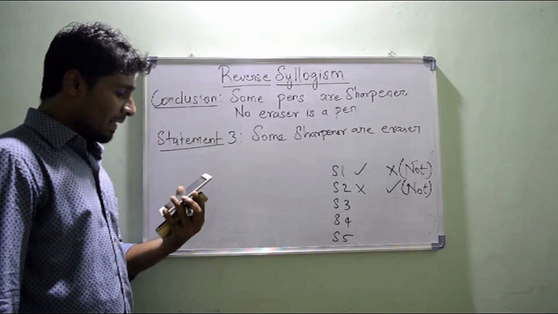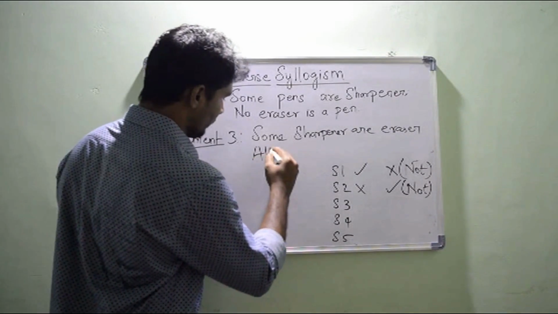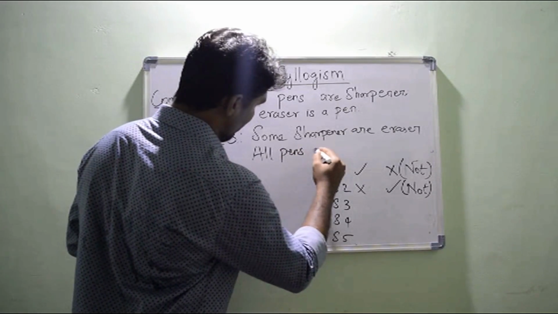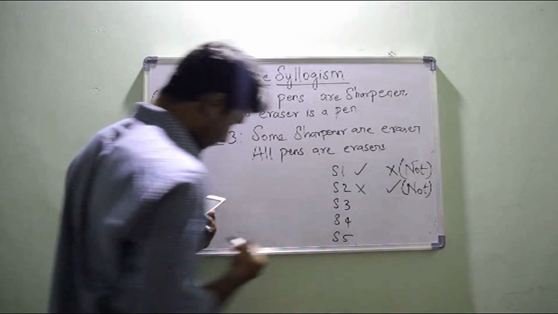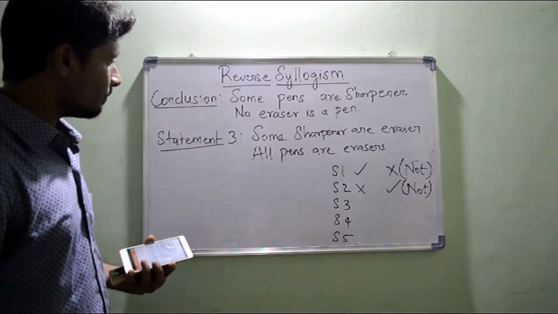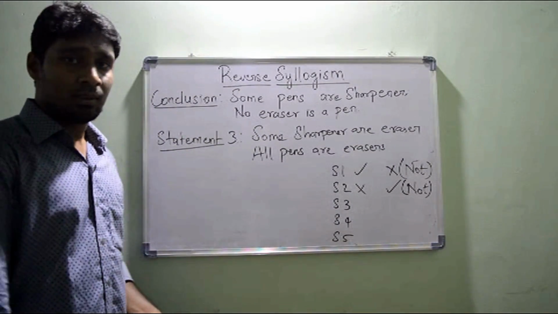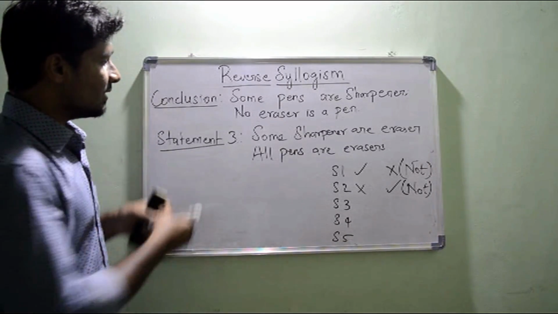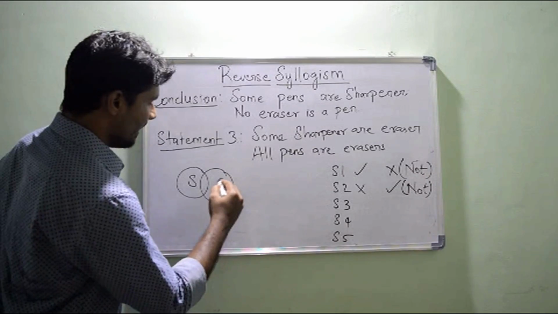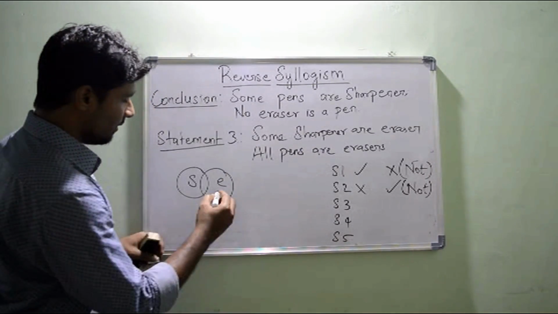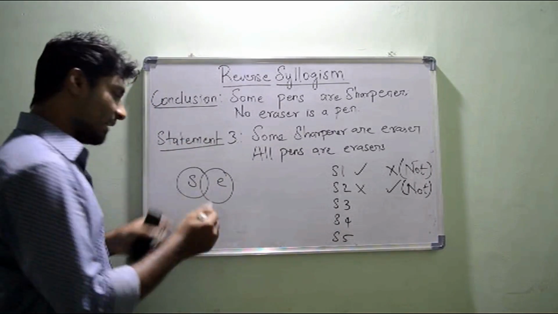And second thing, all pens are erasers. I can go for the diagram. Have you drawn the diagram, guys? For statement 3, it's some sharpeners are erasers. So some sharpeners are erasers. All pens are erasers. Again, all pens should come under the eraser column.